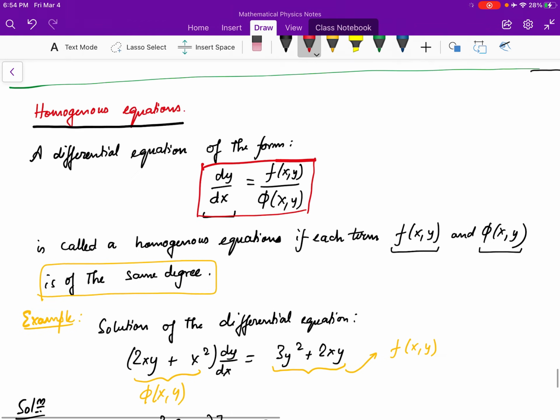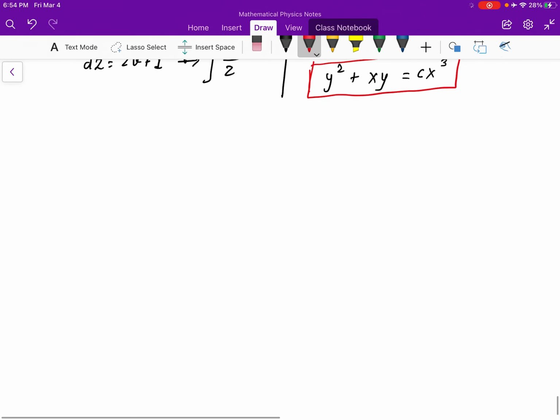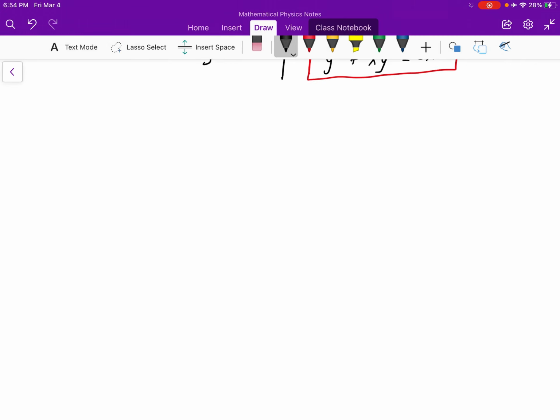You can pause the video, go back and then try to figure out how we solve the problem and then attempt similar problems on your own. Right. So once this is done, we take some time and then move on to the next concept, which is equations that are reducible to the homogeneous form. But then we use a different kind of substitution. We use some kind of an additive substitution.